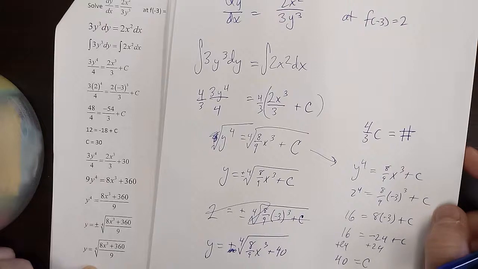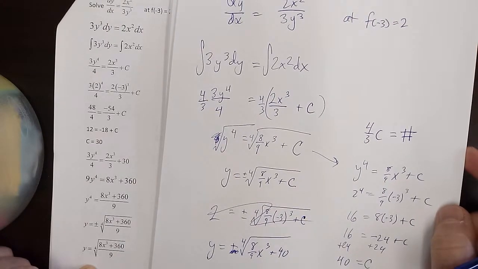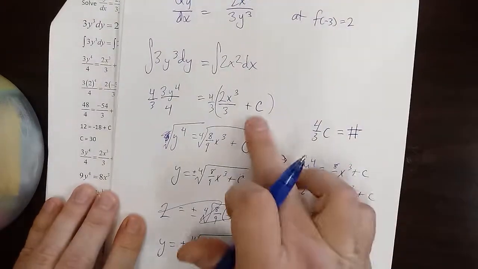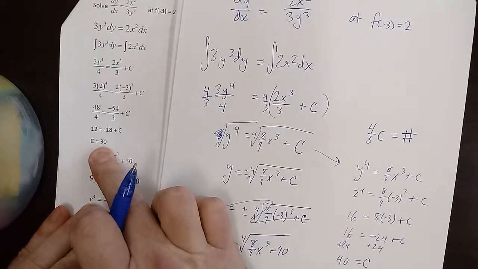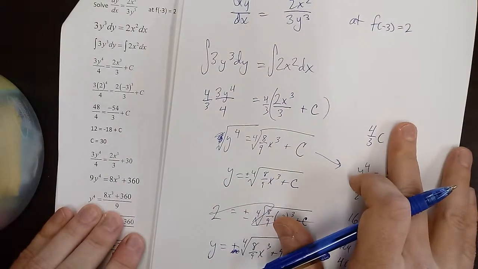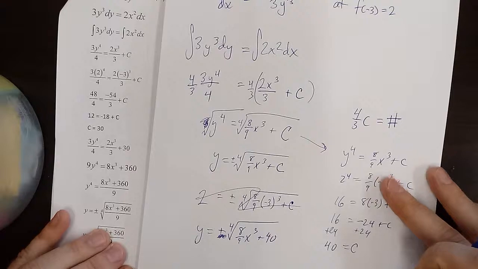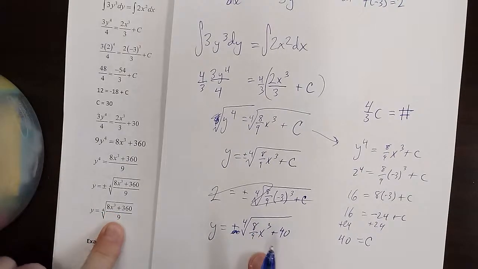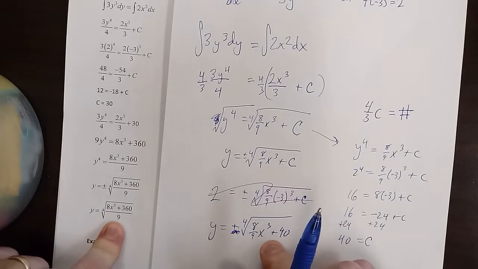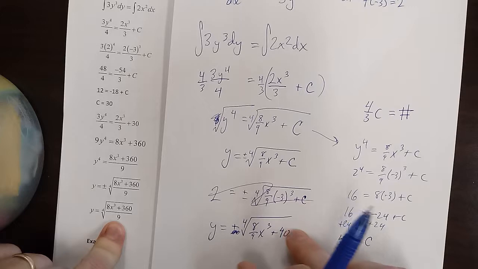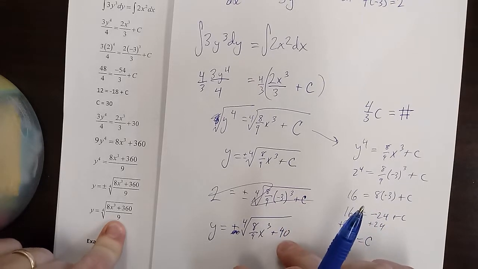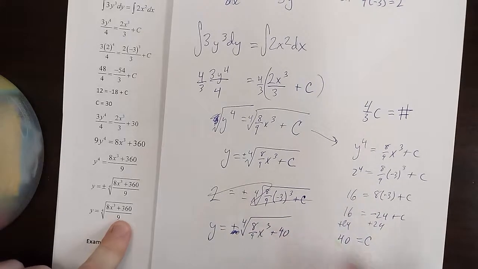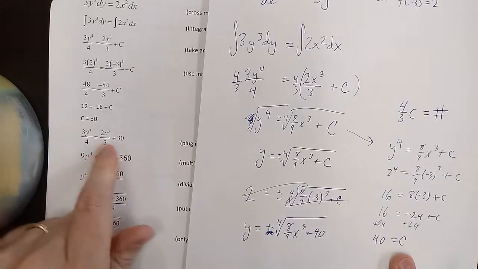Oh, okay. So, just for clarity's sake, my C is different than the notes' C. Okay, cool. Really good opportunity for us to talk about things. So, if we look down here, their ending and my ending is actually the same. You know, if we put this over 9, times 40 is 360. So these are the same thing, but I got 40 for C and they got 30 for C.